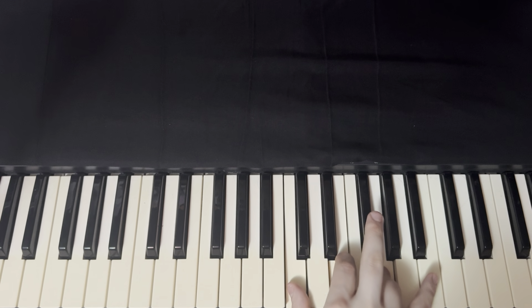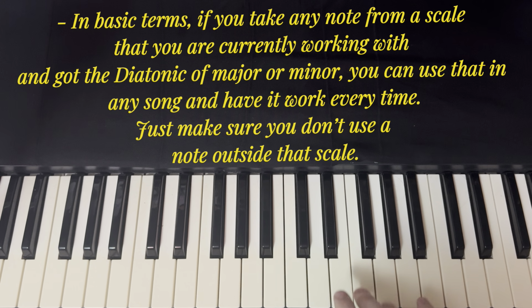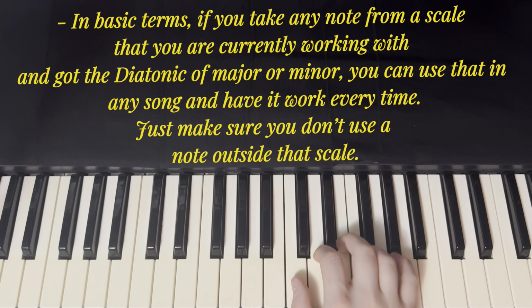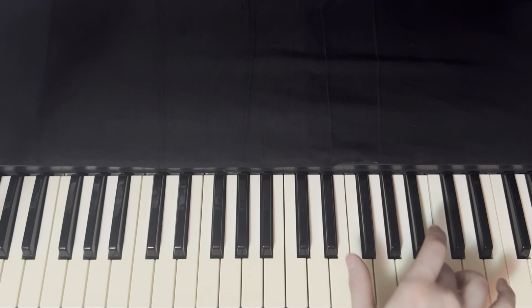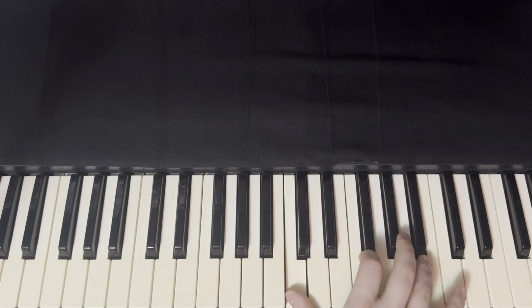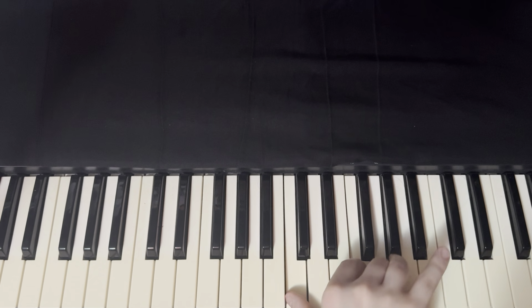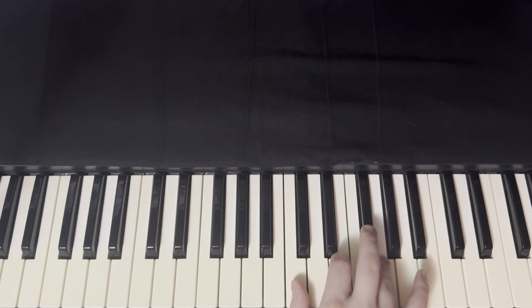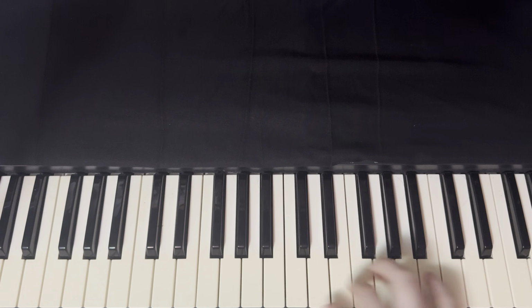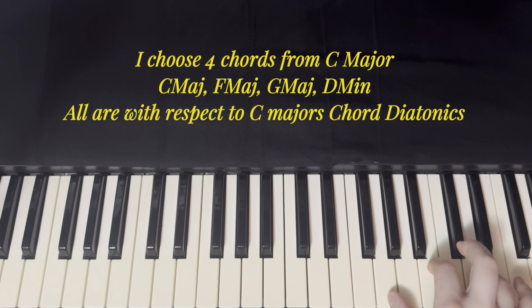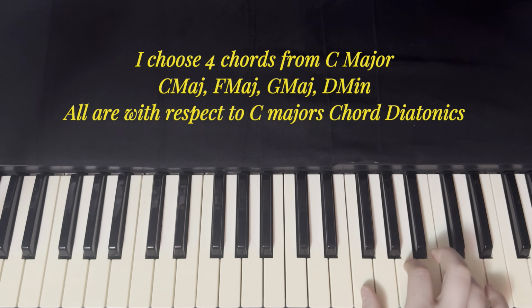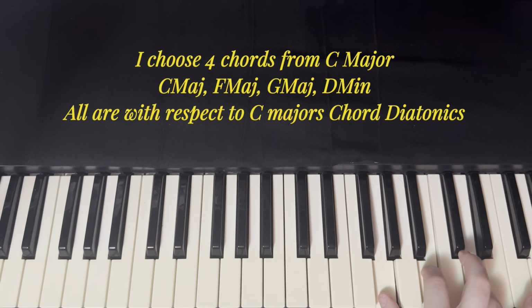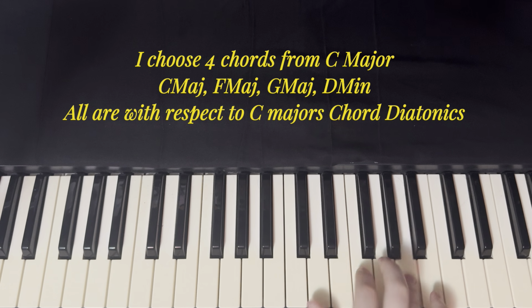So let's take C, and let's just pick an F. Let's just pick a G and a D. Simple enough. Well, we go back to our diatonics that tell us major, minor, minor, major, major, minor, diminished. So we know we got major for the C, major for the F, major for the G, and a D minor. So let's play that with just a simple pattern. Like that, we're already making songs.